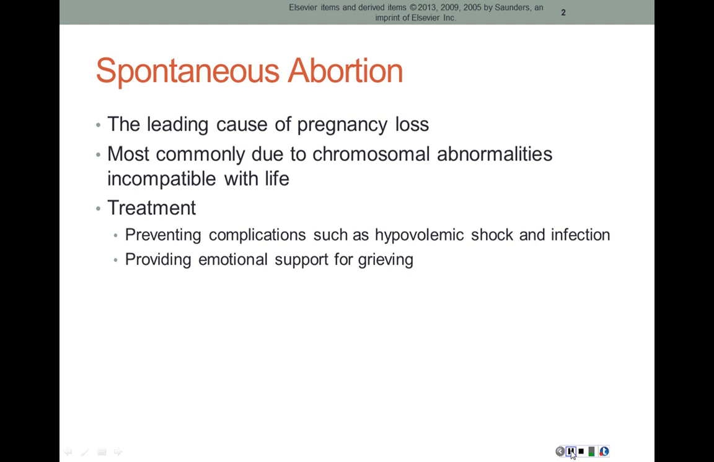So, usually what we want to do for women who have a spontaneous abortion is, of course, prevent complications from shock, because you can have a lot of blood loss. You could have infection. And we also need to make sure that we support them because this was going to be their child, and so they're going to be upset that they've lost their baby. And especially if this occurs more than once and the woman is having trouble conceiving, this could be an ongoing problem that we would have to deal with, the grieving process over a long period of time.